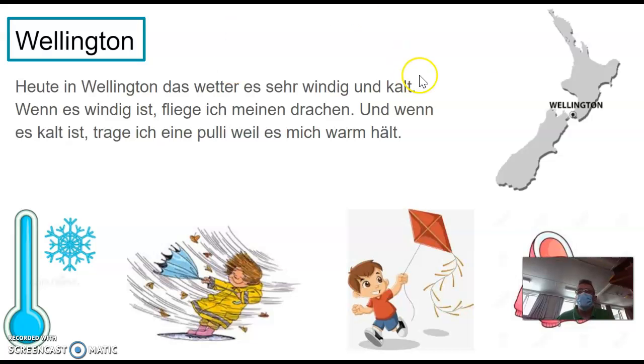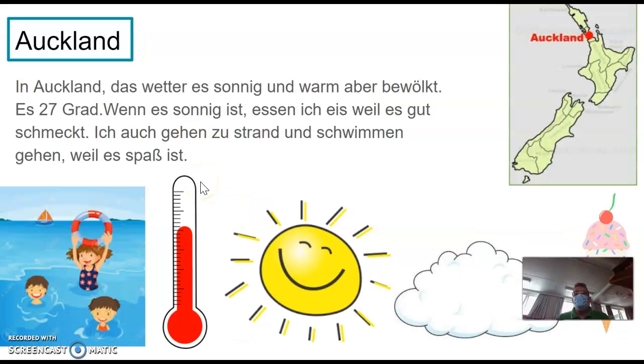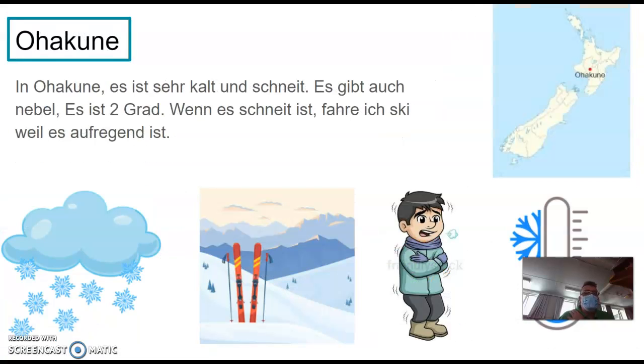Okay, so if you have a look, obviously Wellington is on the map there. It's cold, it's windy. She flies a kite, wears a jumper. Auckland, she goes to the beach and swims, eats a yummy ice cream. It's 27 degrees. And it's fun to go to the beach. It's warm but cloudy. Okay, so you can just look through those.